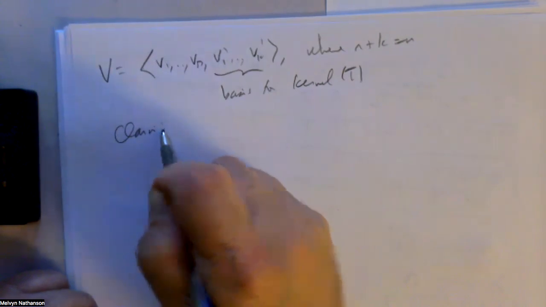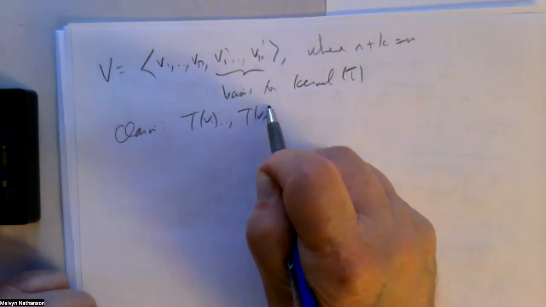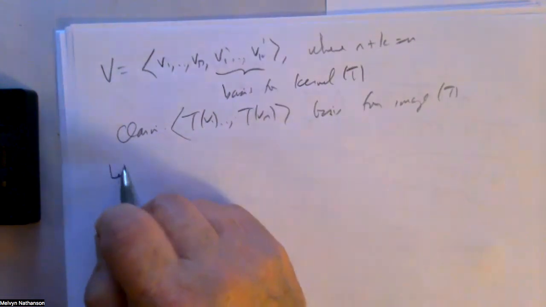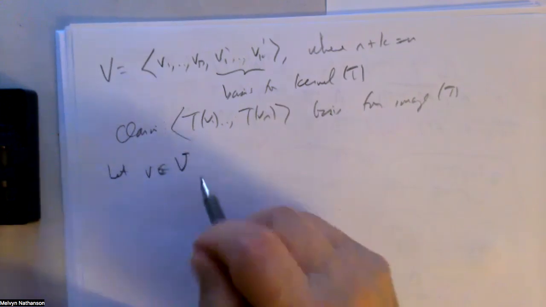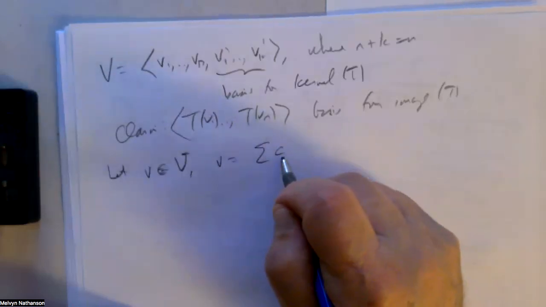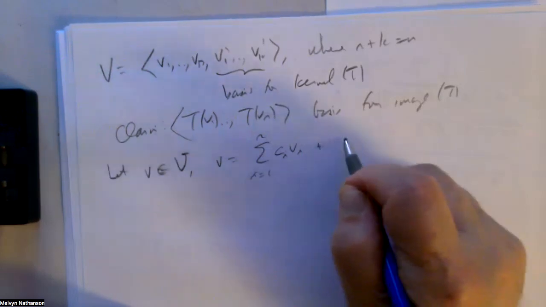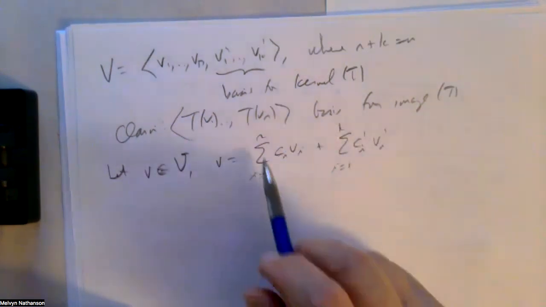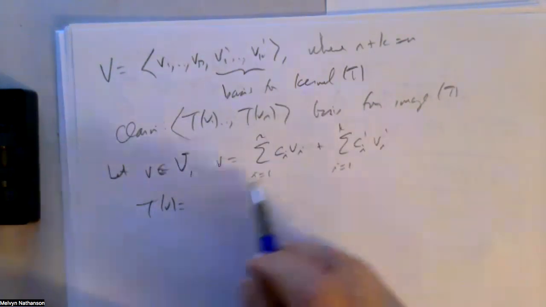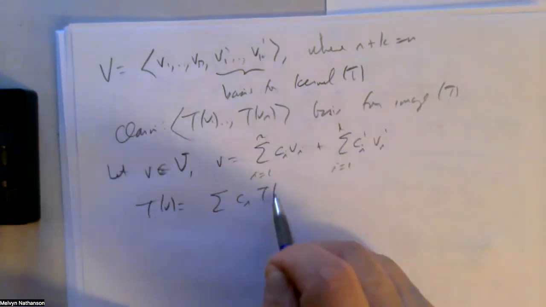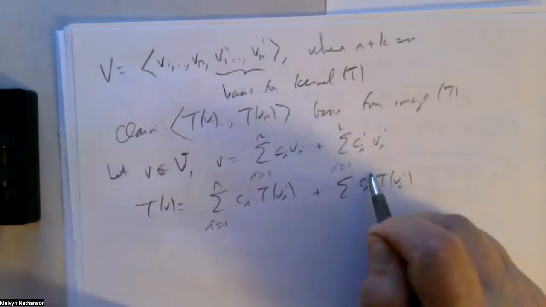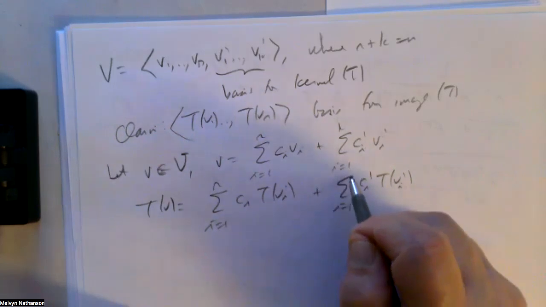I claim that T of v1 up to T of vr is a basis for the image of T. So how do we prove that? Suppose I take any vector v in the vector space V. So v is some linear combination, summation c sub i, v sub i, i goes from 1 up to r, plus summation c sub i prime, v sub i prime, i goes from 1 up to k. These are the n vectors in the basis. So T of v is T of this vector, that's summation c sub i, T of v i, i goes from 1 up to r, plus summation c sub i prime, T of v sub i prime, i goes from 1 up to k.